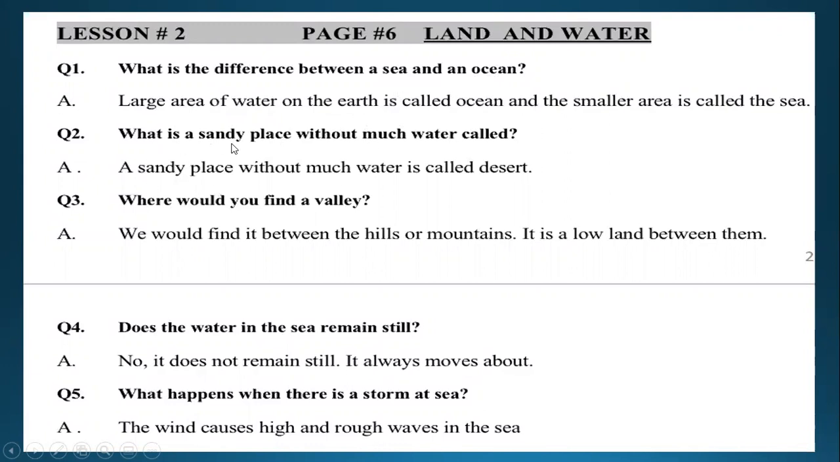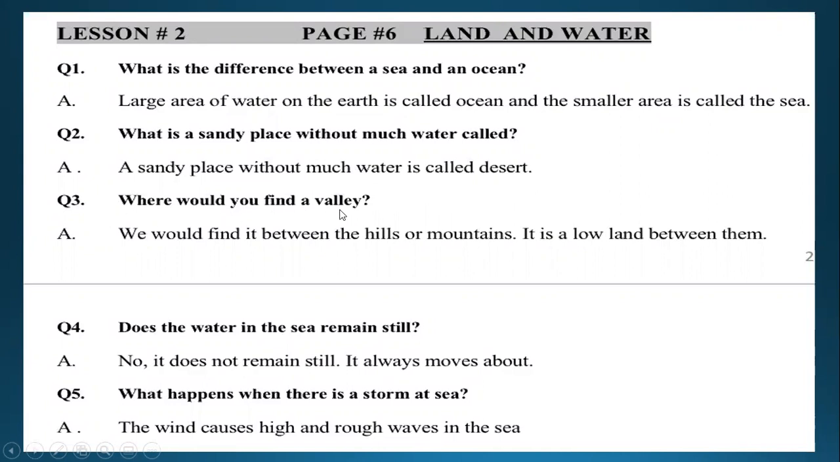What is a sandy place? By this word sandy place, the word should click in your mind. Without much water, what is it? A sandy place without much water is called a desert.